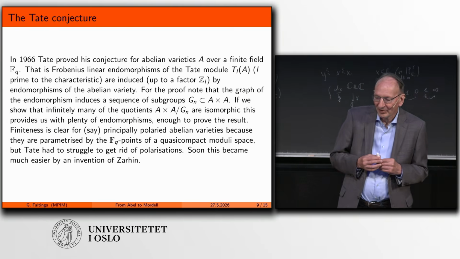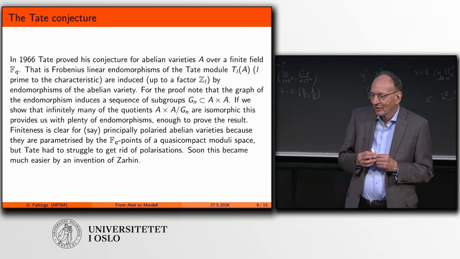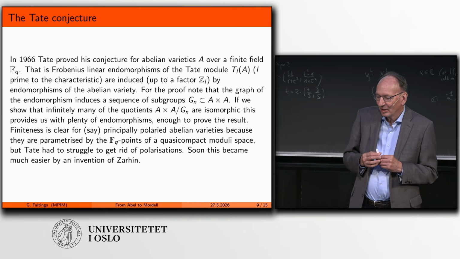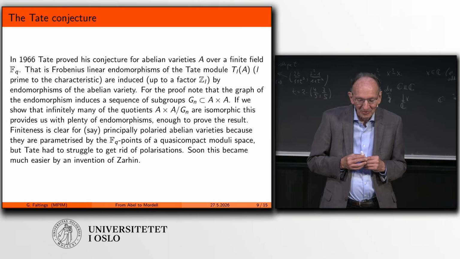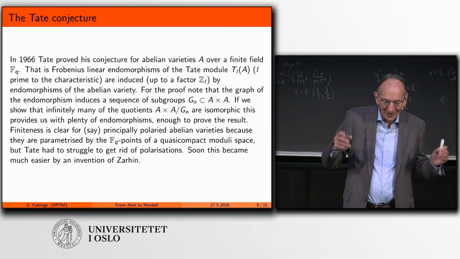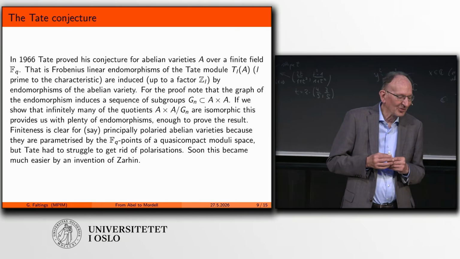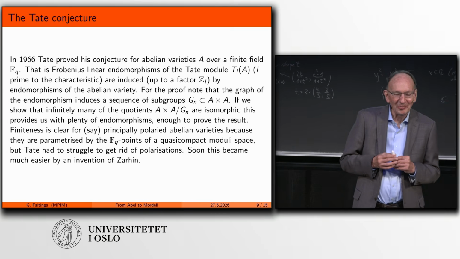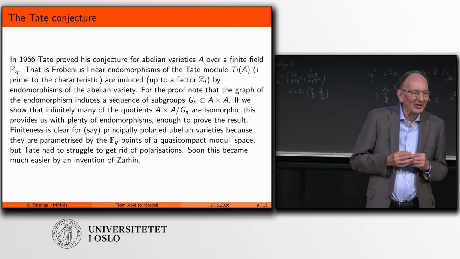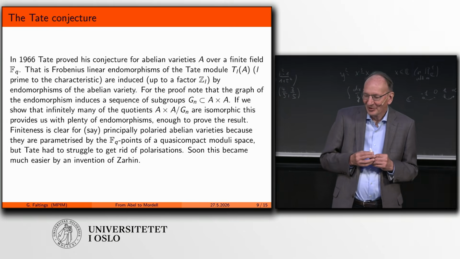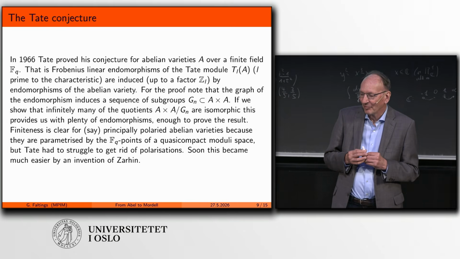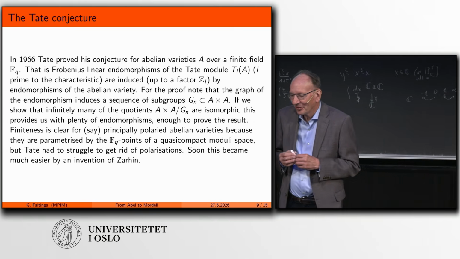But then after this, there was a big simplification by Zarhin, who proved that there's some height function, and that the height of the quotient is constant. So again, because of the fundamental property of the height, if it's constant, there are only finitely many of them.